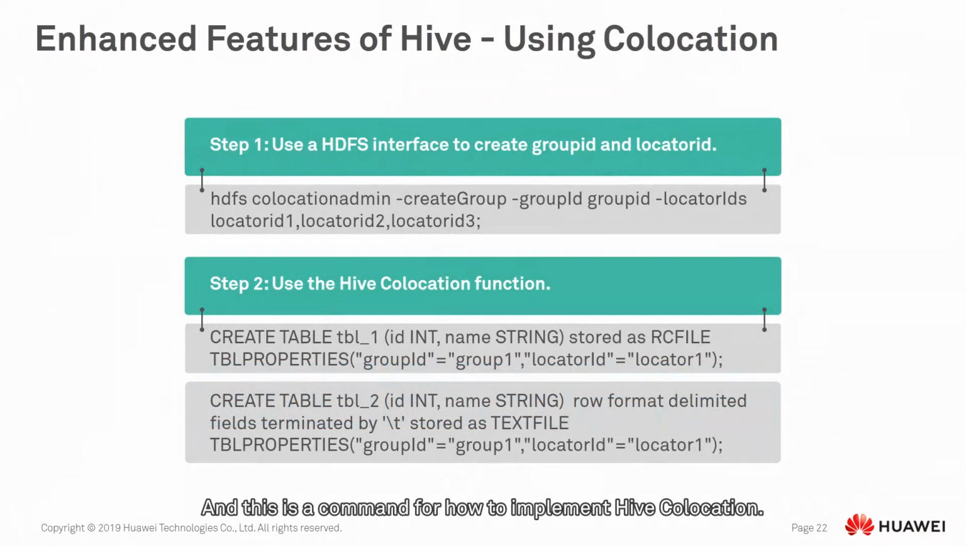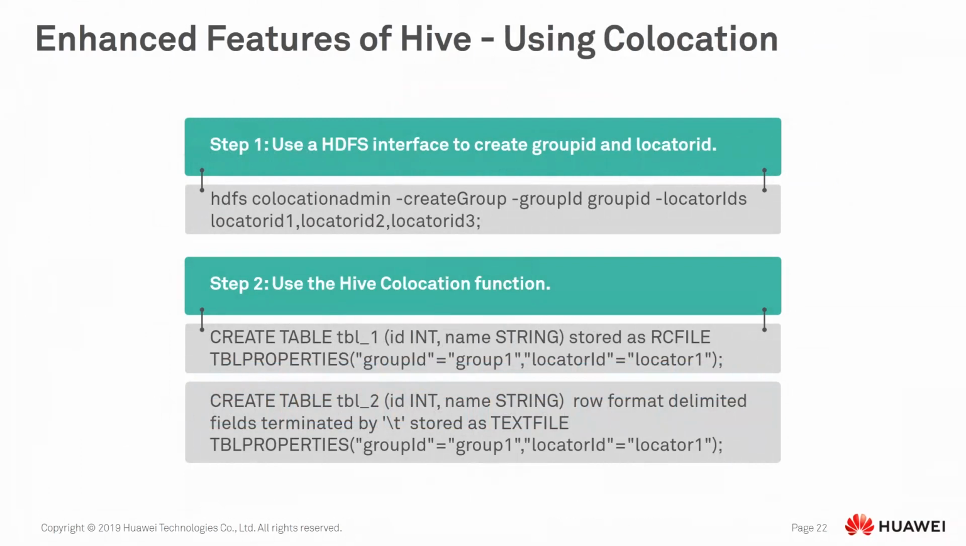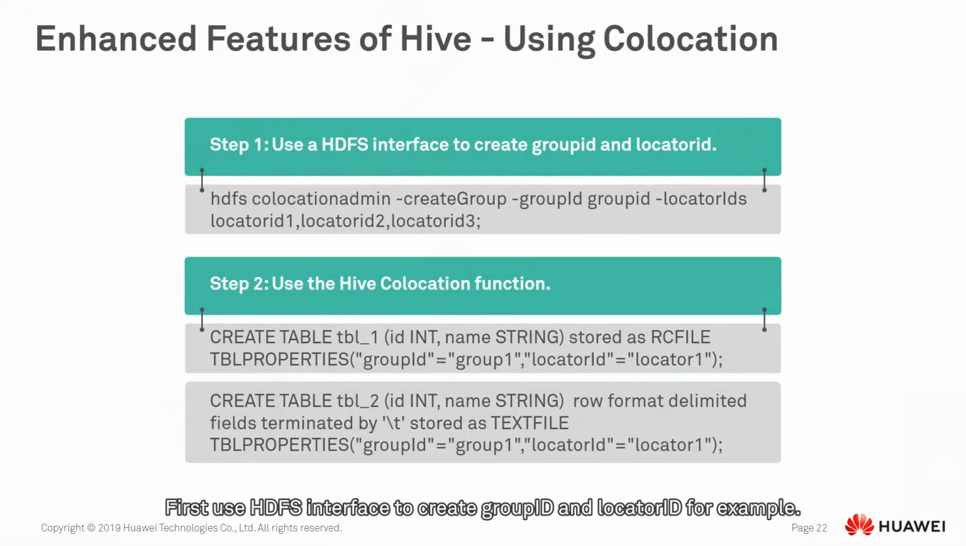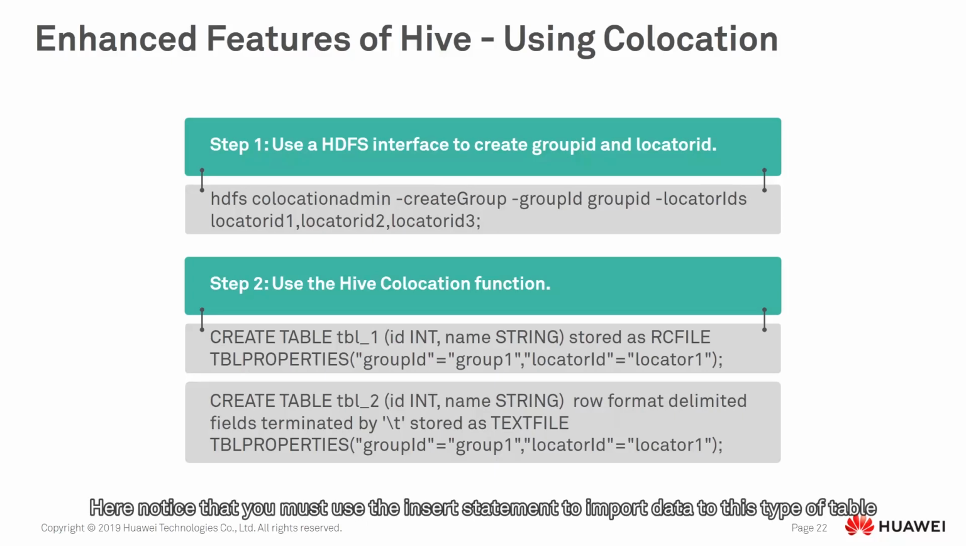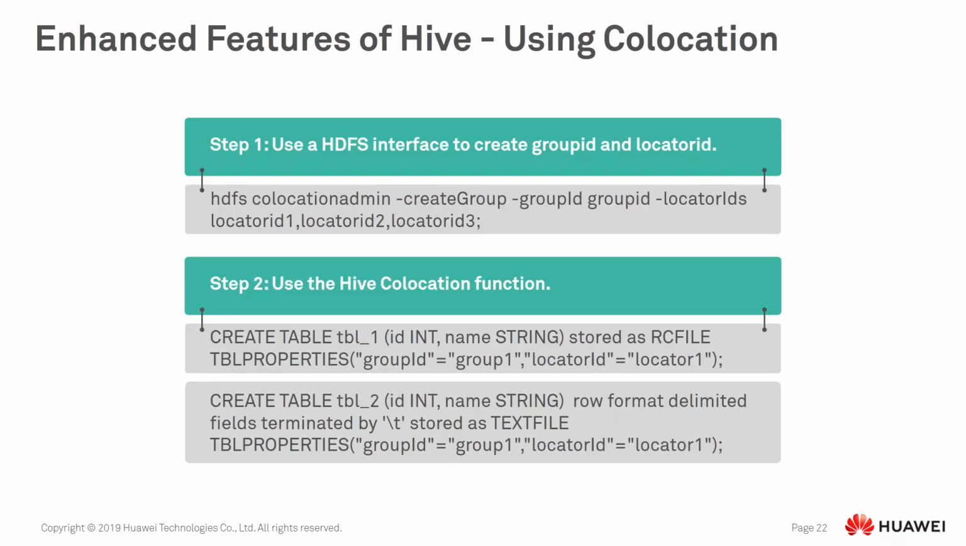And this is a command for how to implement Hive colocation. First, use the HDFS interface to create a group ID and locator ID, for example, and then create tables with specific group ID and locator ID. Here notice that you must use the insert statement to import data to this type of table to make the HDFS colocation feature take effect. And the file format can only be text file and RC file, which is record columnar file.